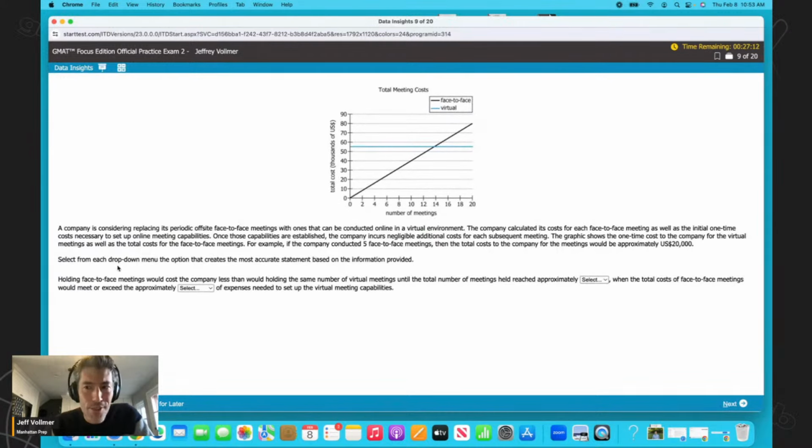Irrational confidence. Let's go. All right, got a graph here. Got number of meetings, total costs. All right, so cost of virtual meetings seems to stay the same. There's a linear relationship with number of face-to-face meetings as there is with cost there. Okay, that makes sense to me. Replacing its periodic offsite face-to-face ones. Cost. Good, good, good. This KPI incurs negligible additional costs. Cool. Negligible additional costs for the meetings. All right.